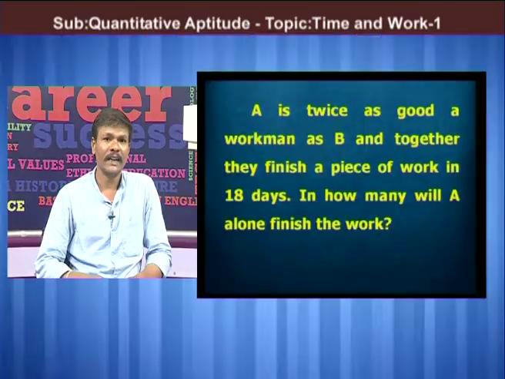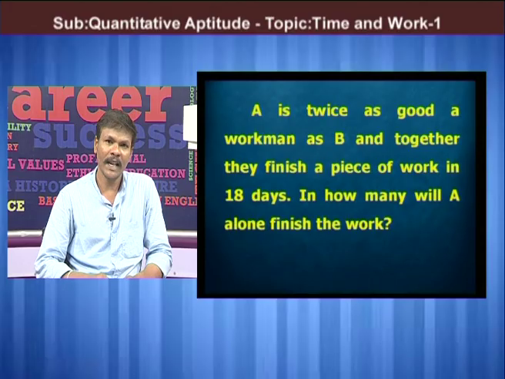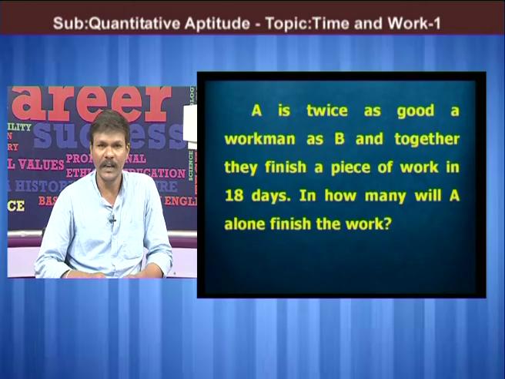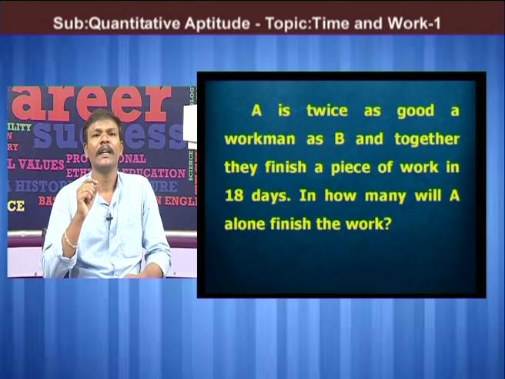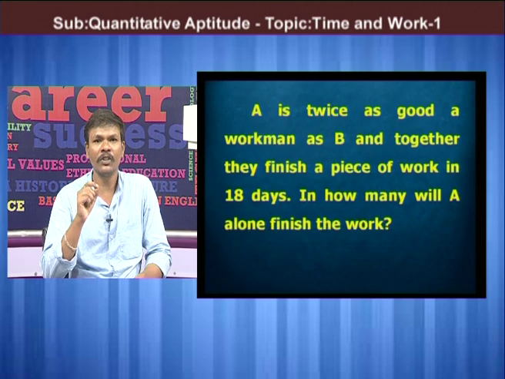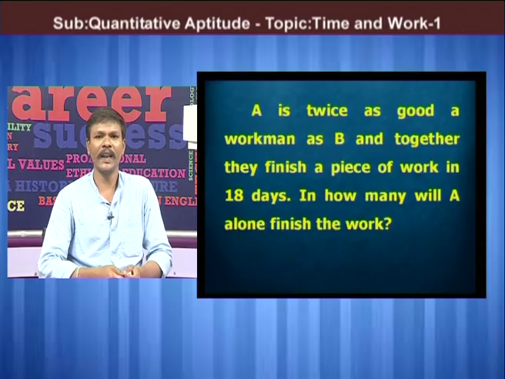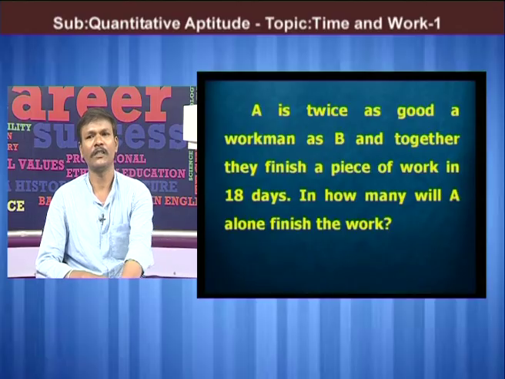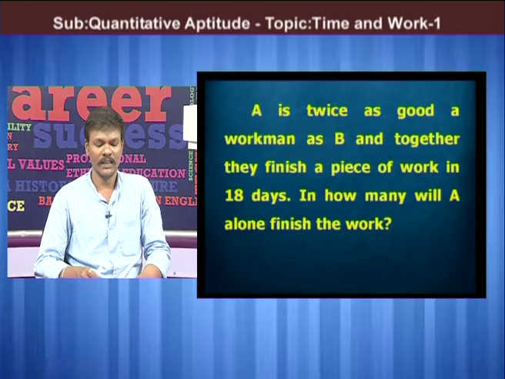Okay. A is twice as good a workman as B, and together they finish a piece of work in 18 days. In how many days will A alone finish the work? What is the question? A is twice as good a workman as B, and together they finish a piece of work in 18 days. In how many days will A alone finish the work? Okay, clear? For this question you have to know some of the concepts.